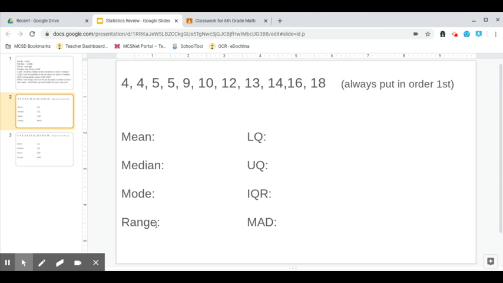Let's start here. Range. The biggest number, 18, minus the smaller number, 4. So this one is 18 minus 4. Big minus small. So the range is 14.